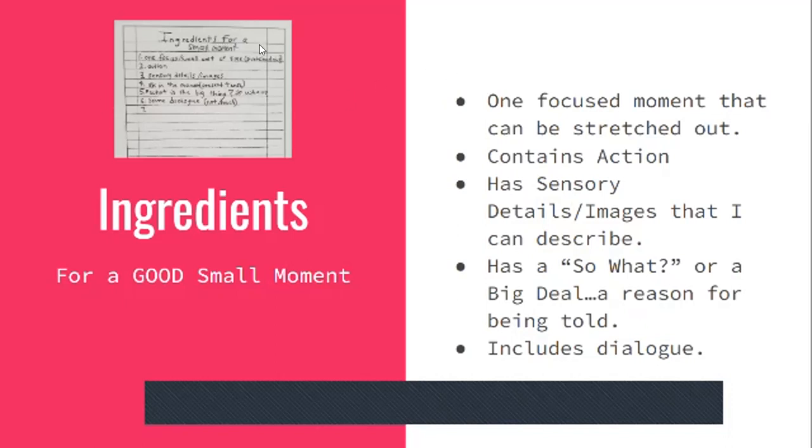You're going to title it Ingredients for a Small Moment. And then you're going to list these 6 things. These are 6 things that your small moment needs to have. Okay, it needs to be one focused moment that could be stretched into a story.